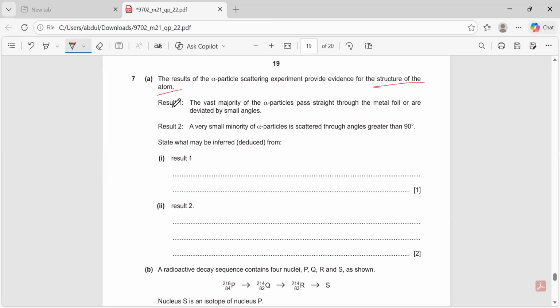Result two: a very small minority of alpha particles is scattered through angles greater than 90 degrees. State what may be inferred, that is, deduced, from result one. Most of the atom is empty, very common IGCSE stuff, by the way. They went straight, so most of the atom is empty.